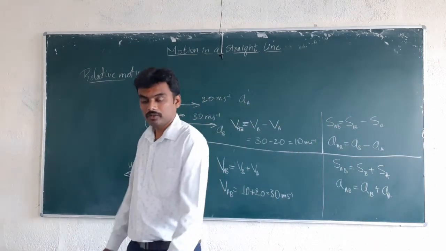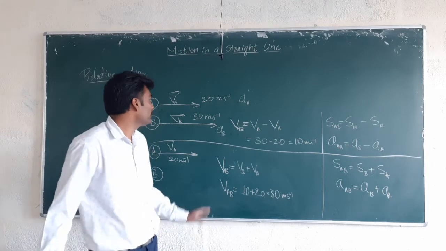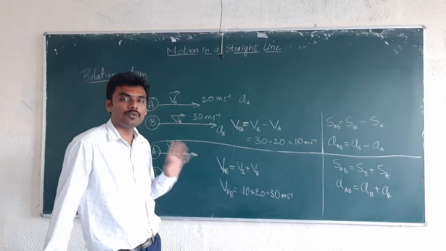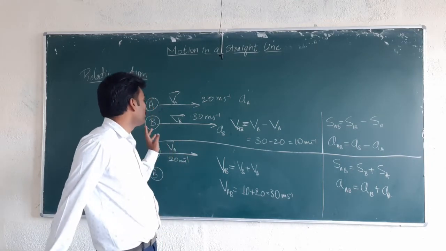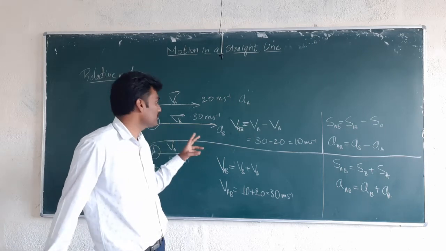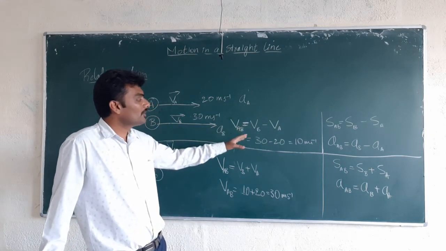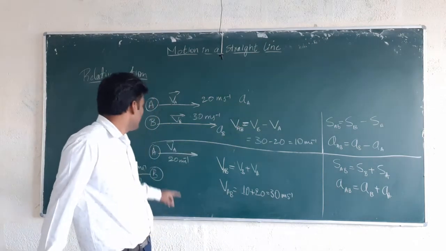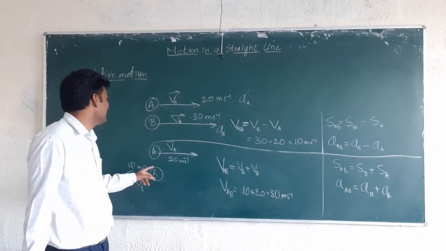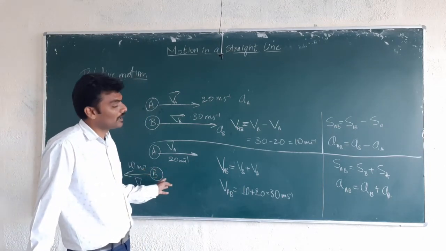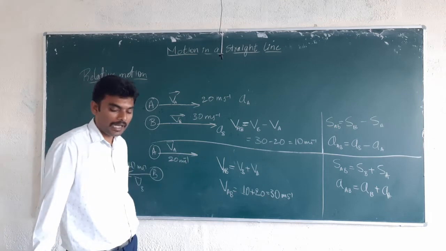Okay, so this is the concept of relative velocity. Only two situations. One is two bodies moving along the same direction. All the relative terms subtract with each other. Two bodies moving exactly in the opposite direction. All the relative terms add up with each other.